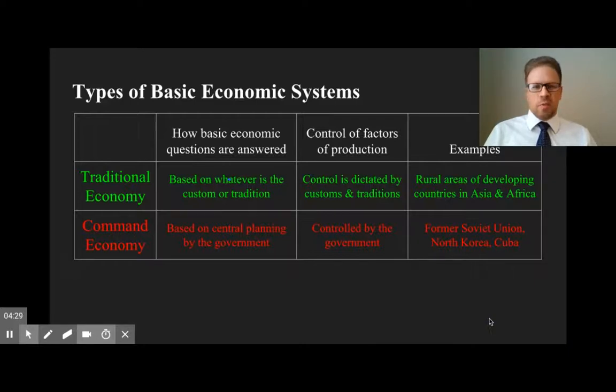Now, you're going to find command economies, most notably the former Soviet Union was an excellent example of a command economy. That's not really around anymore, but places like North Korea and Cuba, you're also going to still see some command economies, where, generally speaking, the government still makes most of the economic decisions.